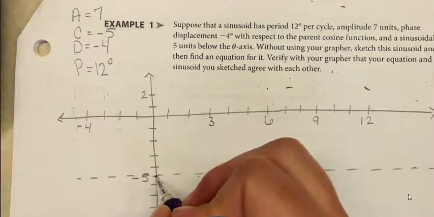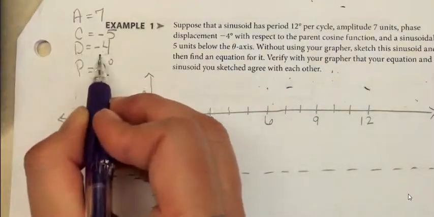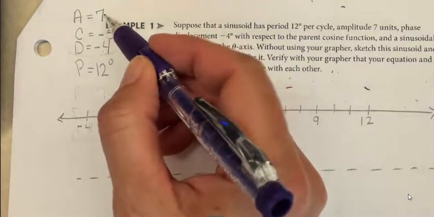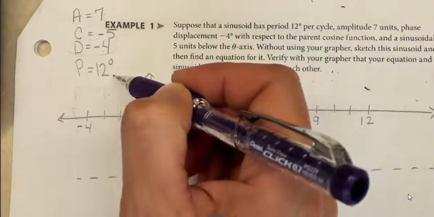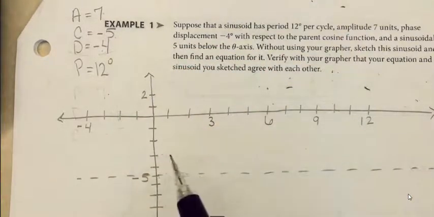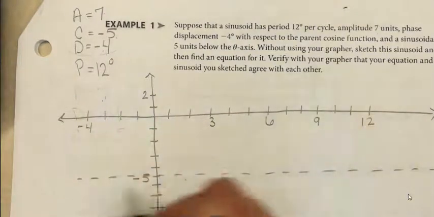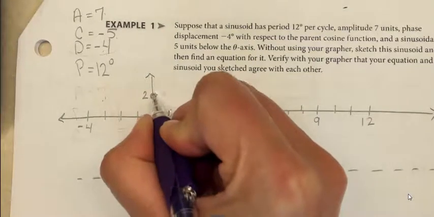I think I'll do 2 graphs here, okay? So the first one I'm going to do without this horizontal shift. So without the horizontal shift, we're going to think about my amplitude being 7, my midline, or vertical shift, at -5, and my period being 12 degrees, which means I have to complete one whole cycle within 12 degrees.